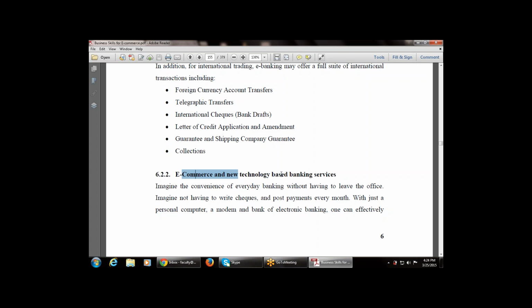Then the next factor is e-commerce and new technology based banking services. That is how e-commerce is using the new technology, how e-banking is used as a new technology for new technology based banking services.